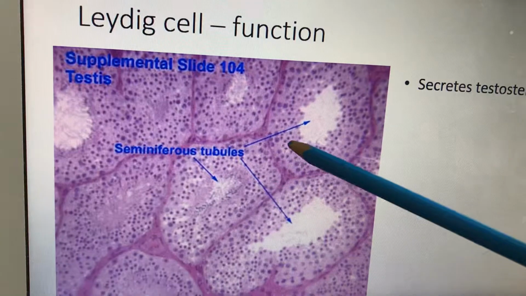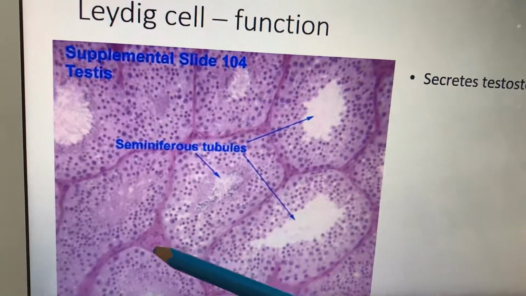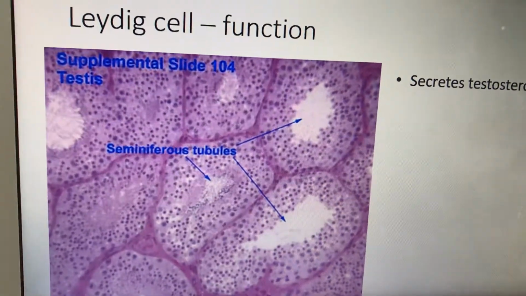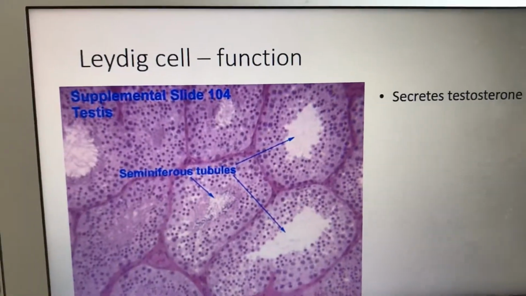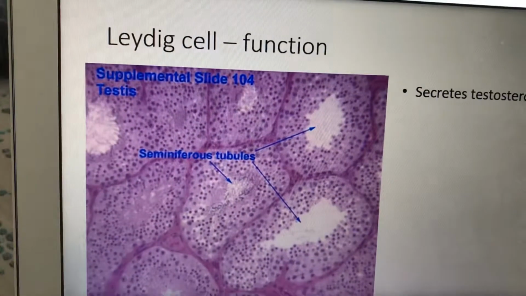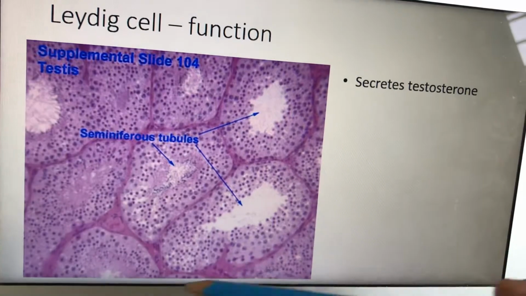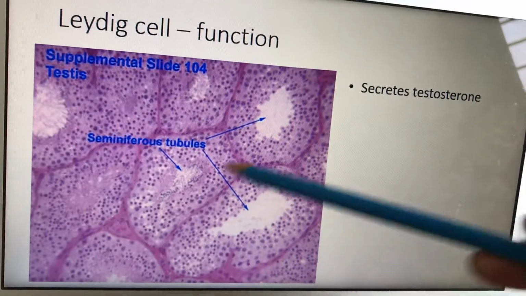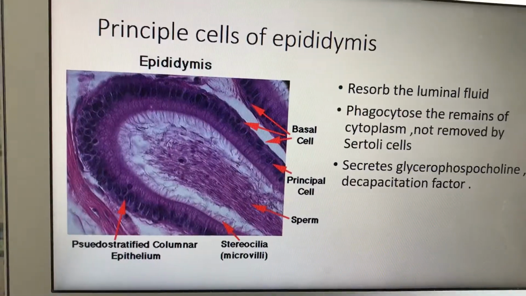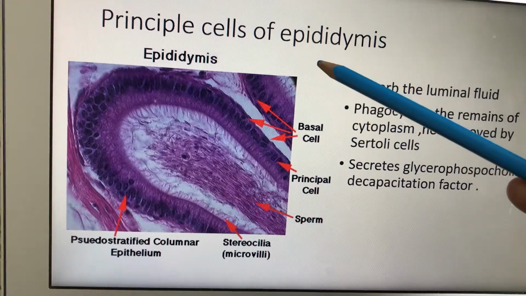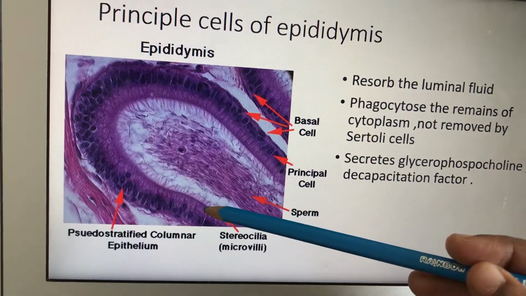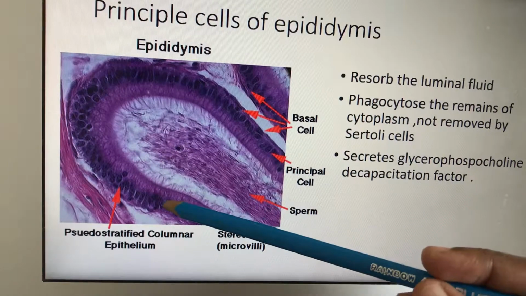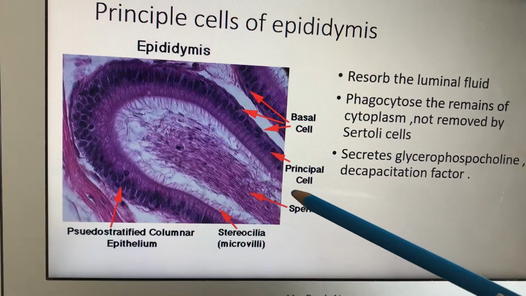In between the tubules, you will be having some cells that are called interstitial cells. That's why it is called interstitial. Interstitial cells of Leydig. What is the function of the interstitial cells of Leydig? They secrete testosterone. And then next we are moving to the epididymis. Epididymis is an interesting organ where the motility of the sperm takes place.